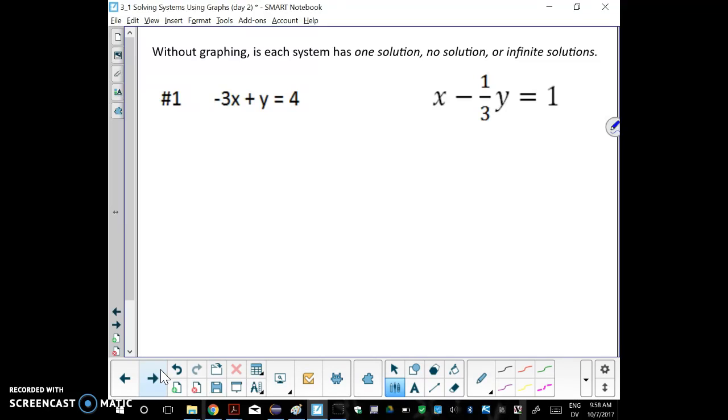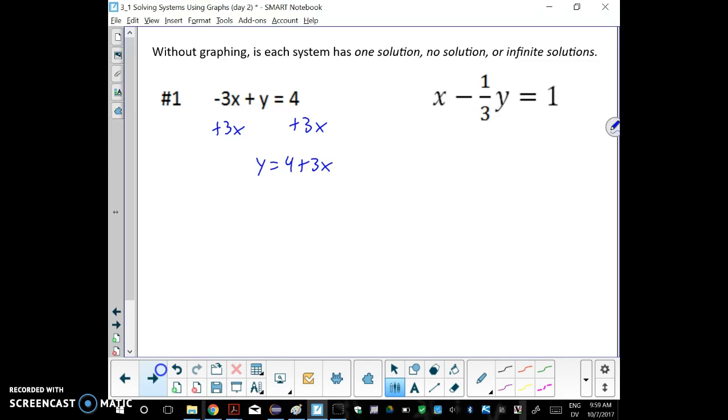Okay, so number one. We're going to do our trick from yesterday where we get y alone, because in theory, we're going to be thinking about what the graphs look like. So start on this first one. Just add 3x to both sides. You can do this problem with me.